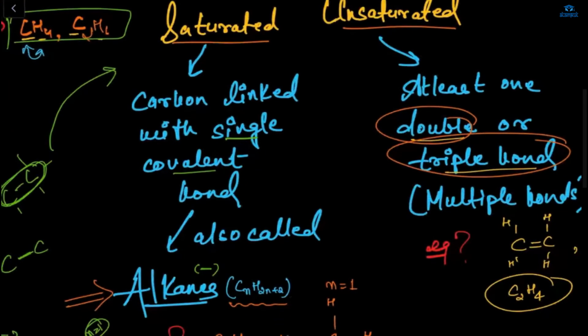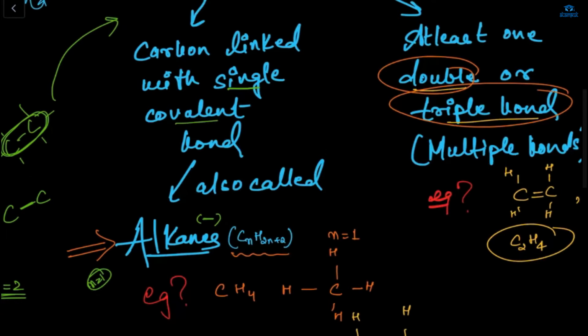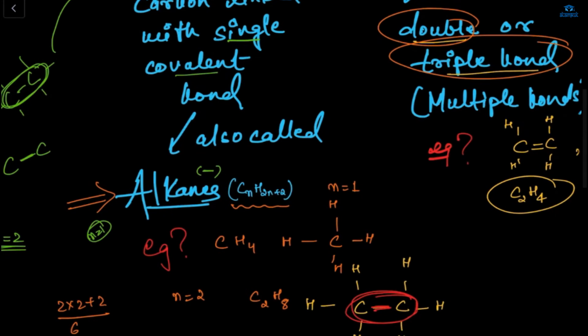Now, what are saturated hydrocarbons, Roshni? Any idea about saturated hydrocarbons? Come on, tell me. The hydrocarbons having single covalent bonds between the carbon atoms. Yeah. So the carbon atoms will have a single covalent bond. So the example we can call is alkane.